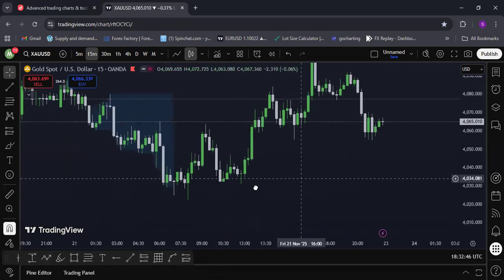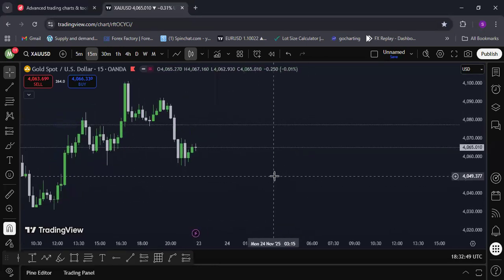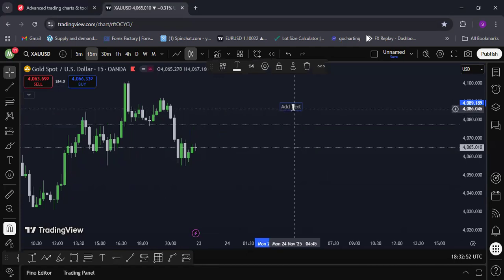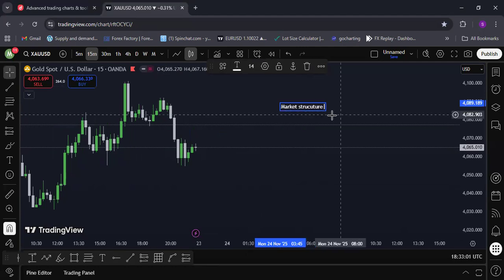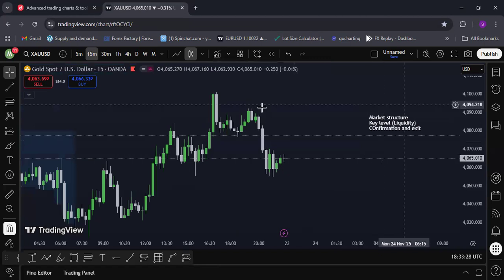All right, so first of all, as I said, there are three things that you need before you take a trade. First of all, it's market structure. The market structure helps you to know the direction where the market is going, because you don't want to trade against the trend. You want to trade where the market is going. Then the second thing is your key level. In our case, we use liquidity as our key level. And the last thing that you need is your confirmation and exits. So these are the three things you need to take a trade.